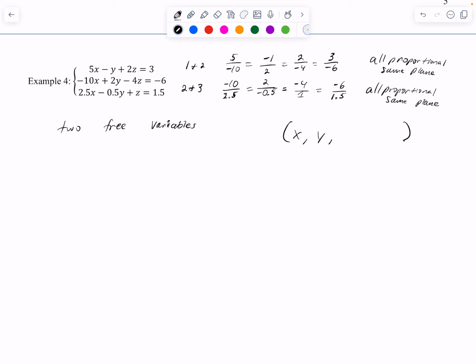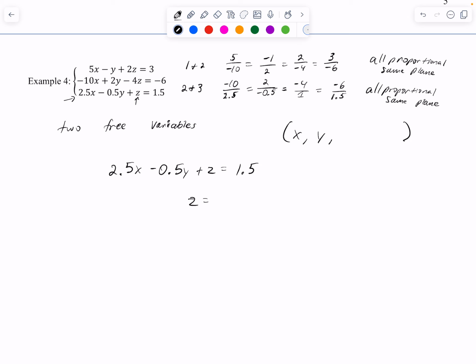Okay, so again, it doesn't matter which equation you want to use. I'm going to choose the last one because I'm ultimately going to solve for z, and that doesn't have a coefficient in front of it. So it'll be easier if I just choose that. I'm going to solve for z, and moving those over will allow me to get the last piece of this. So 2.5x minus 0.5y plus z equals 1.5.